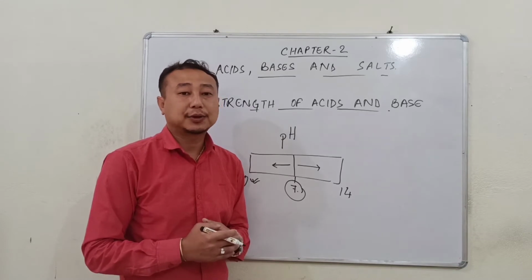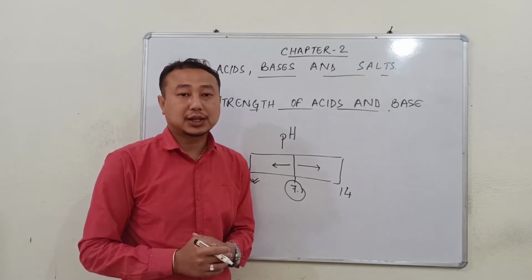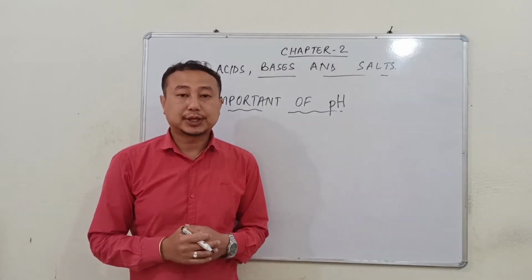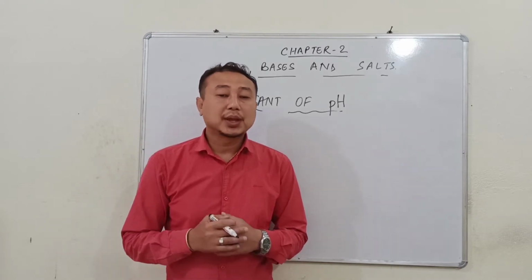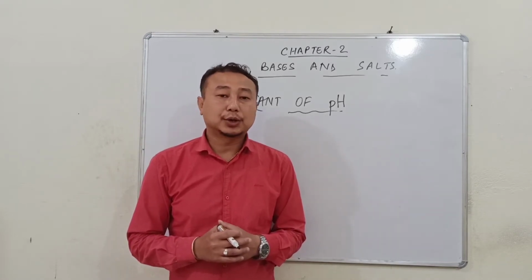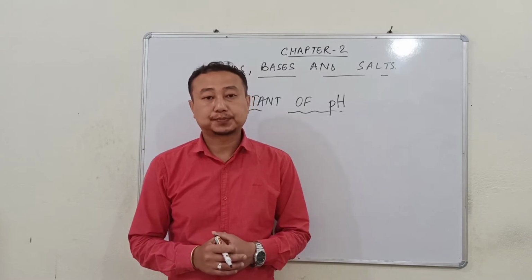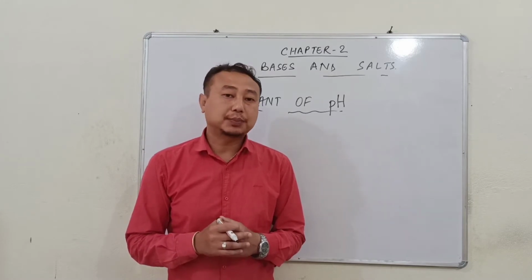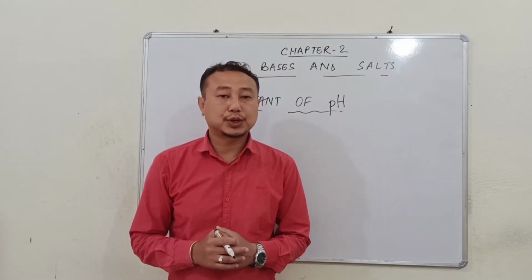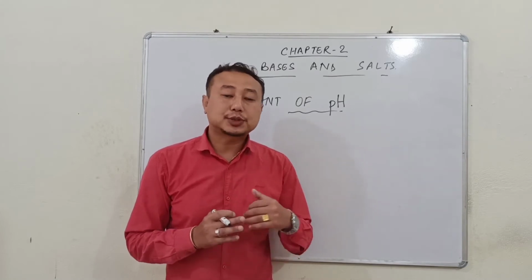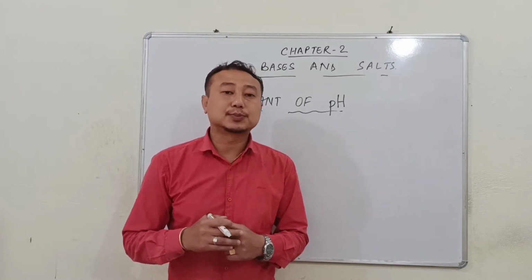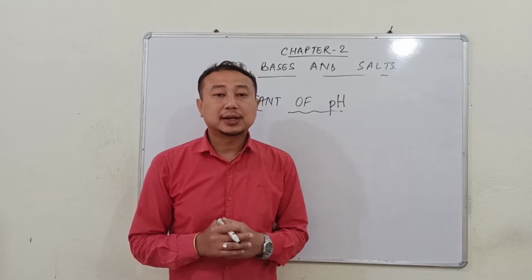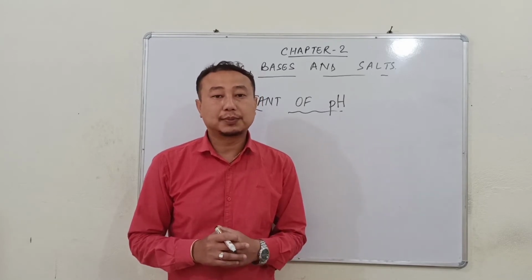Now let us see about the effect of pH on our day-to-day life. Now let us see about the importance of pH in our everyday life. The pH has a great impact on the life of living organisms. All the living cells can survive in a pH range between 7 to 7.8. If the pH drops below 7 or if the pH is more than 7.8, then the survival of living cells will be difficult.